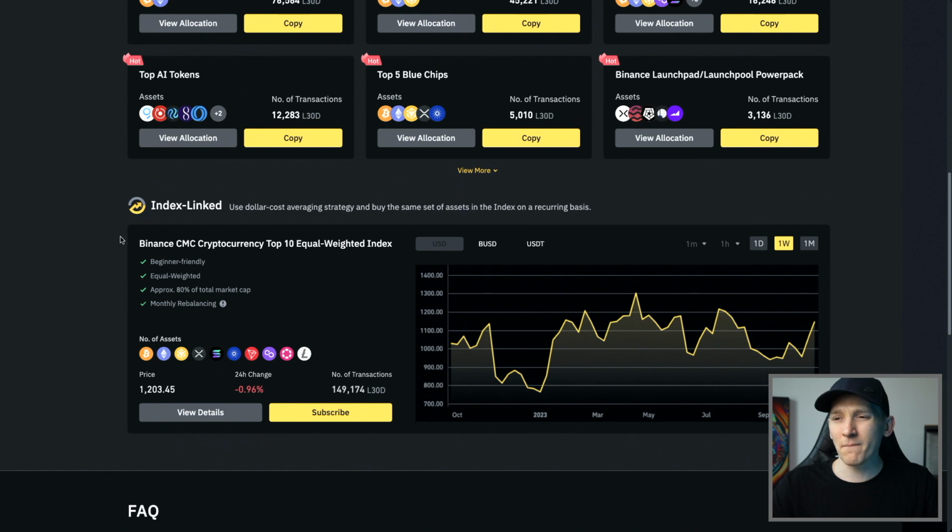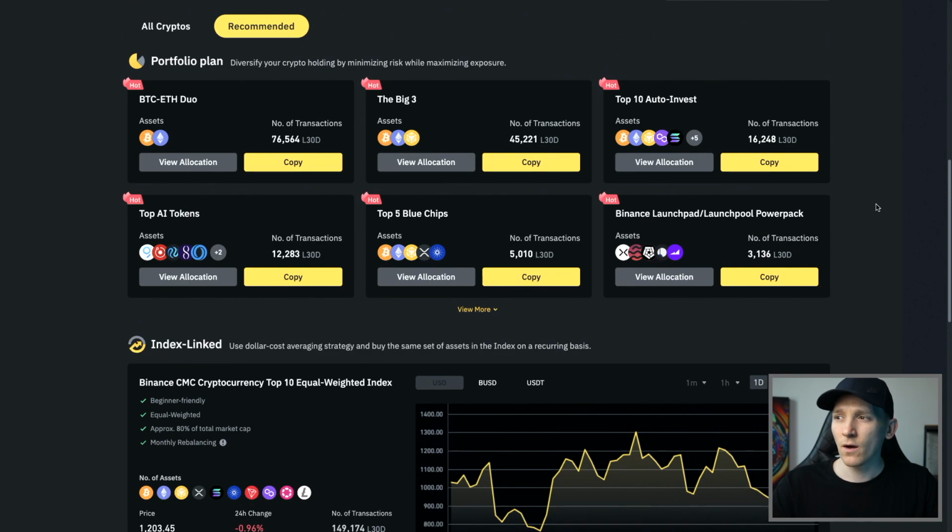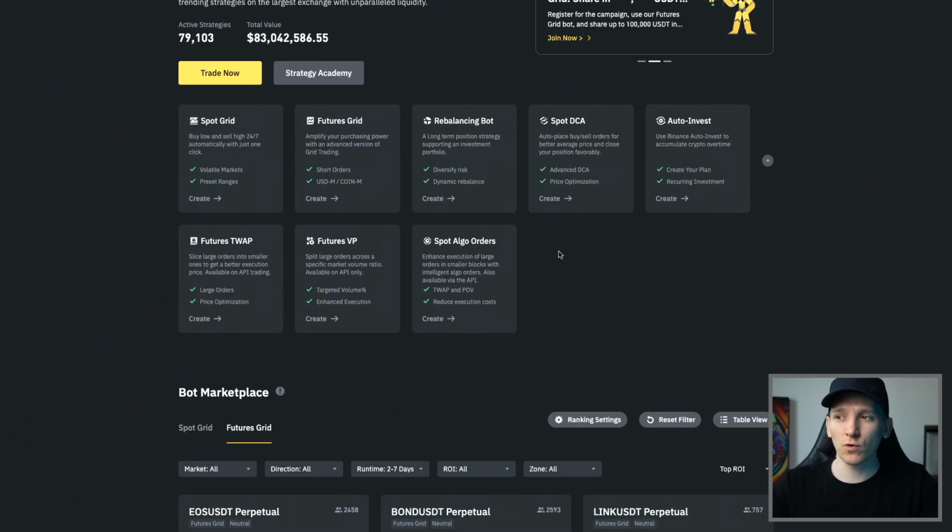So, maybe not really suitable for a lot of people, this one, but it's an option anyway. Or you can just use the allocations here to dollar cost average into a set of coins that you want. Now we'll look at the rebalancing bots, which is just a manual way to do what we've just seen in the auto invest features.